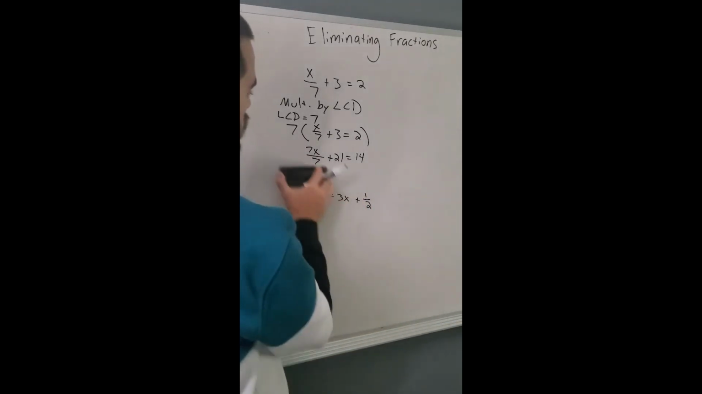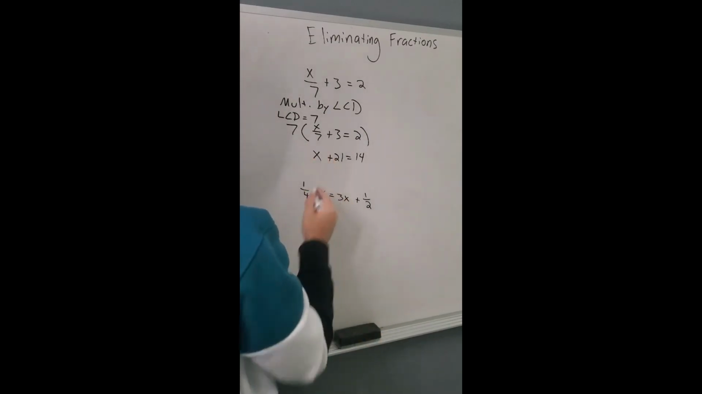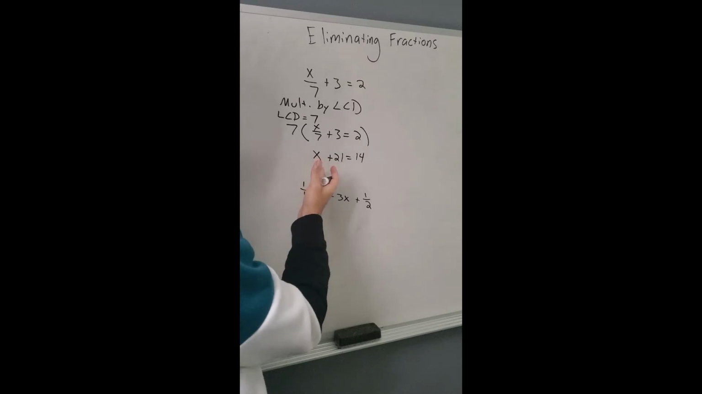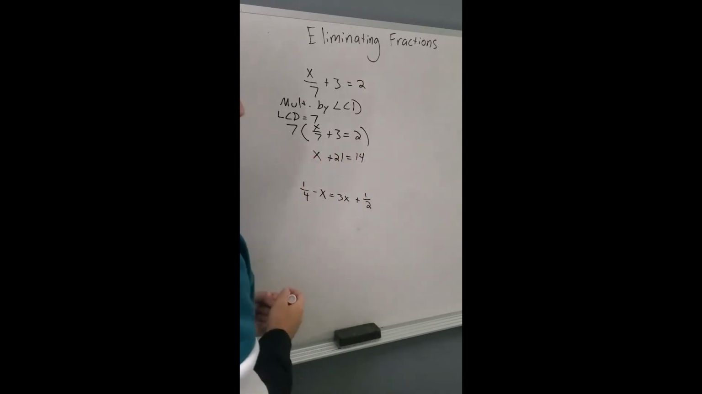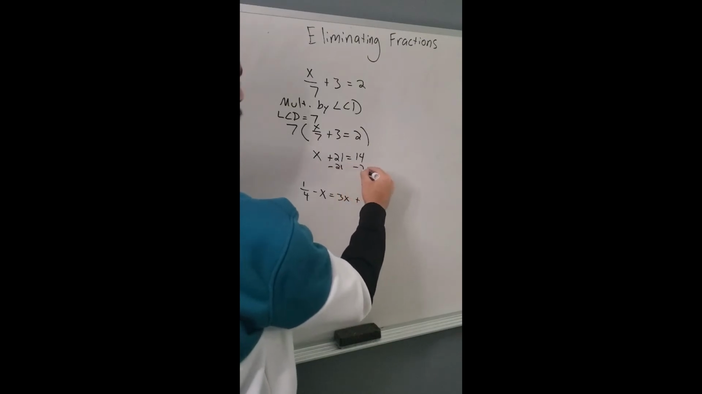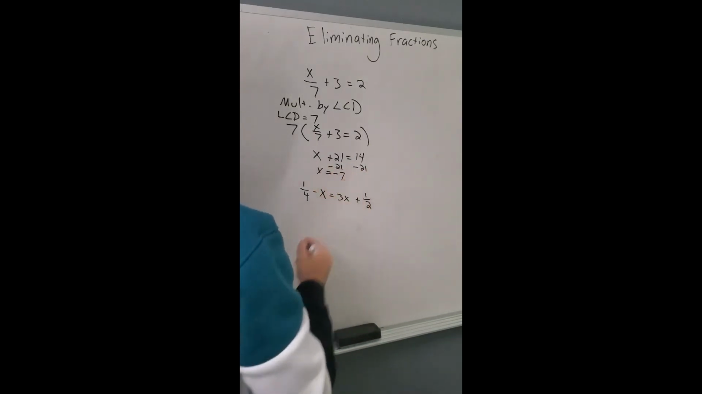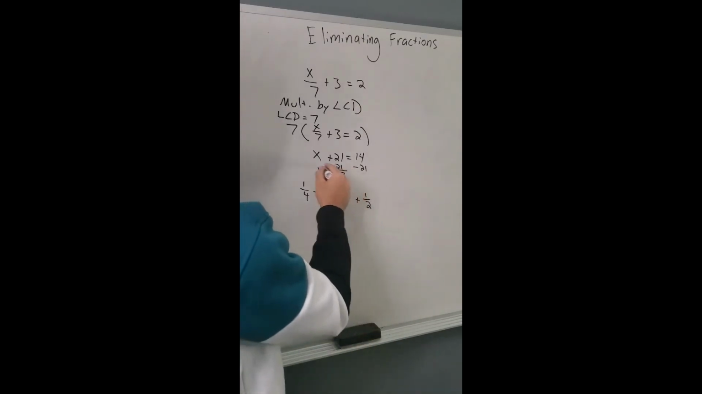I'm going to erase 7x over 7, and I'm simply going to put x. At this point, I can subtract 21 on both sides in order to isolate x. So minus 21, minus 21, we get x equals negative 7. And just like that, we solved for that equation.